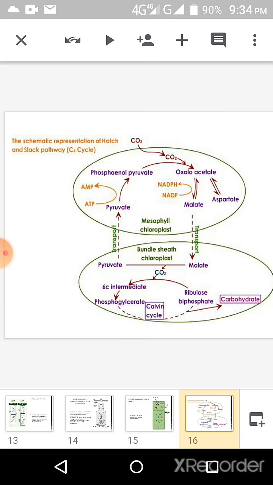Malate gets transported to the bundle sheath cell, wherein it gives away its carbon dioxide, that is, it is decarboxylated, and pyruvate goes back to the mesophyll cell. Carbon dioxide which has been released by malate is now taken up by the Rubisco enzyme to run the Calvin cycle.